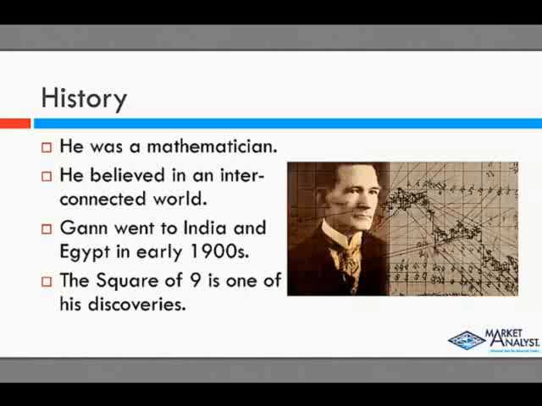What he did in the 1900s is he actually had his interest piqued about some of the more ancient mathematical and ancient philosophies. So he took some time off and spent a couple of years in Egypt and India. And it's on his return from that expedition that he first started writing about his square of 9 technique and his cycle charts.